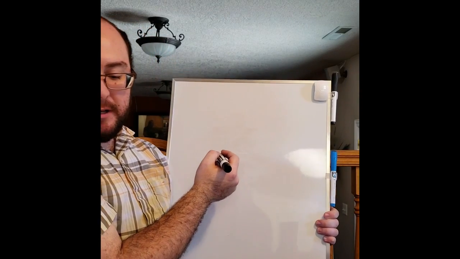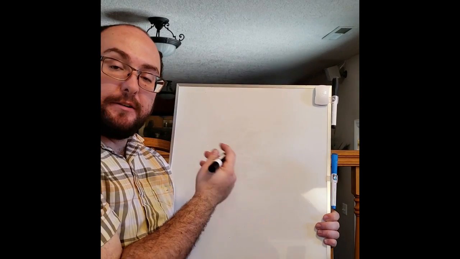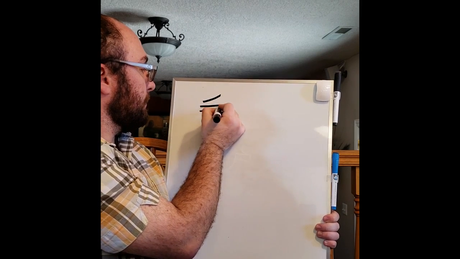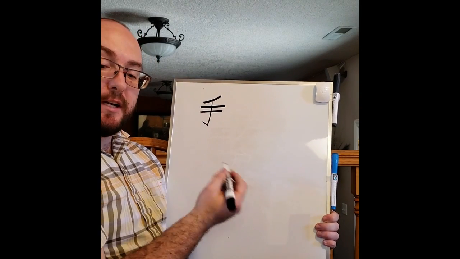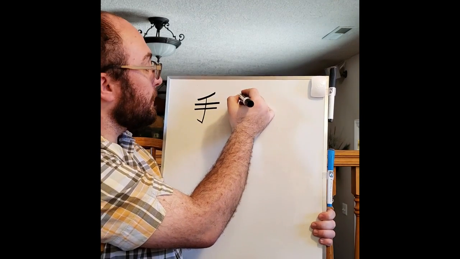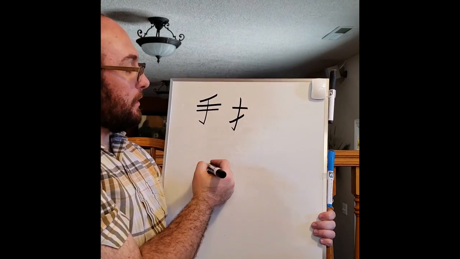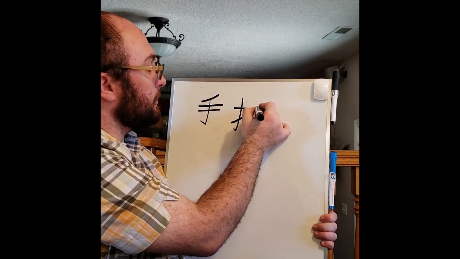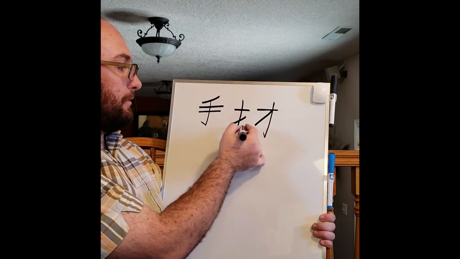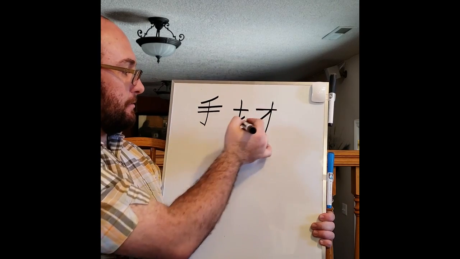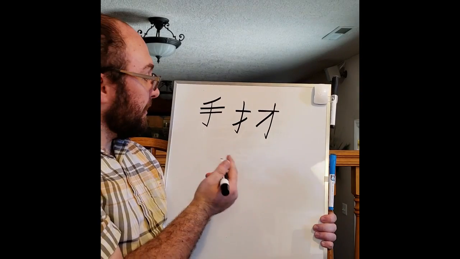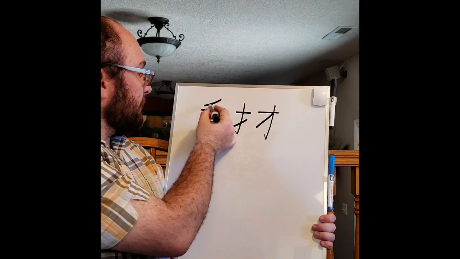Alright. Now radical 64. This one's kind of fun. There's several ways to write this one as well. That's how it looks as a character. Other ways you'll see it as a radical, you'll see this one, and you'll see this one. So a subtle variation. This one goes this way, this one goes this way. This is shou. Shou means hand. And you can see that where you've got your arm and your fingers.